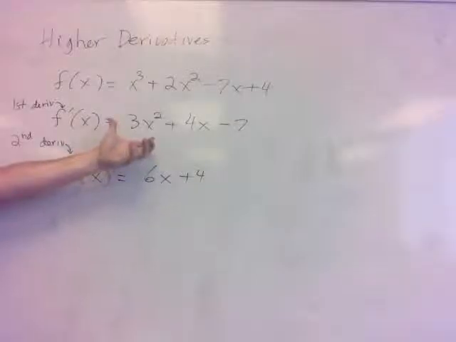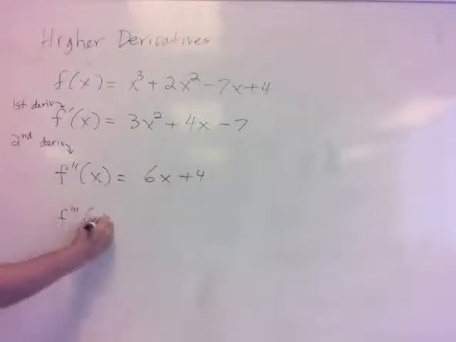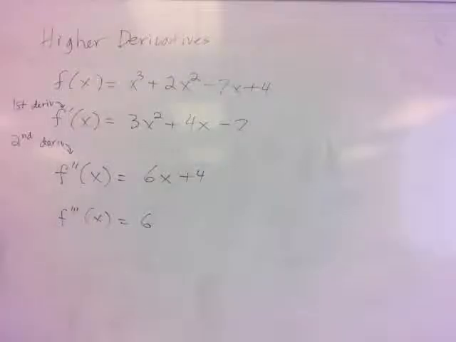So the second derivative is just the derivative of the first derivative. And then we could keep going. Yeah, we could do a third derivative. It'd just be 6. Third derivative. Sure could.